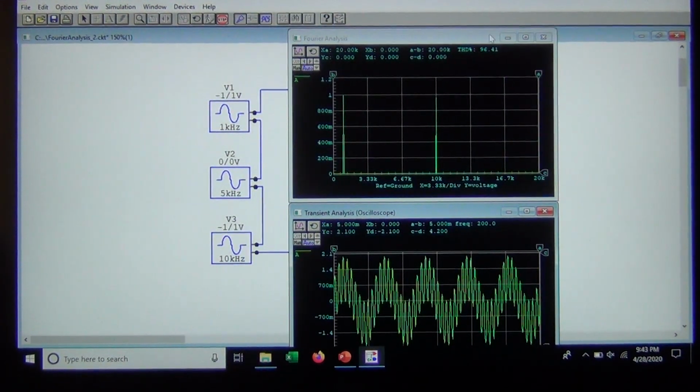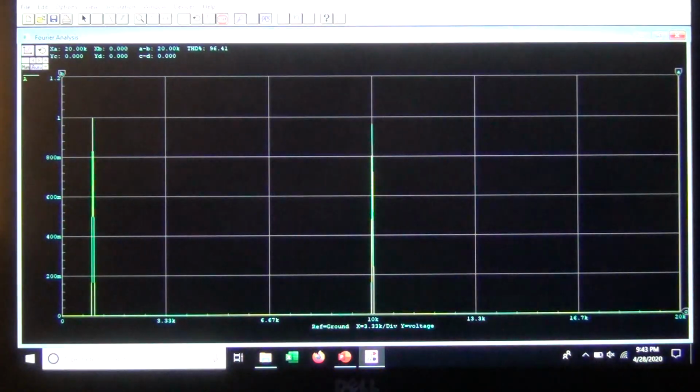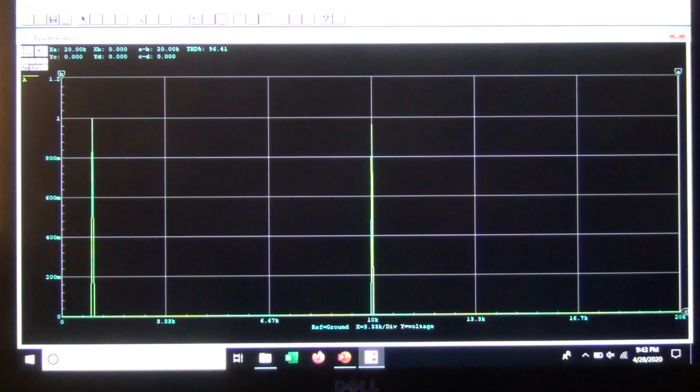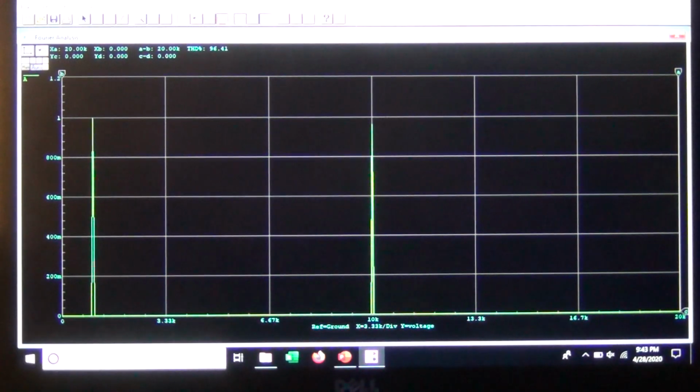Let's take a look at the top one first. And again, here we see very distinctly the 1 kilohertz on the left hand side and the 10 kilohertz in the middle. So it's very obvious what frequencies are in that signal. Now we've added these signals together.